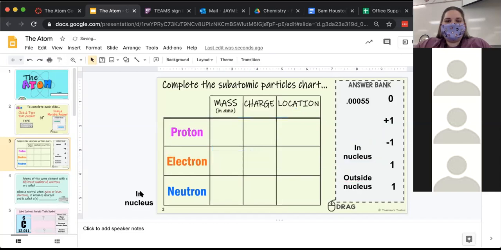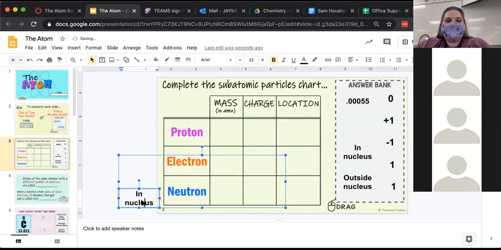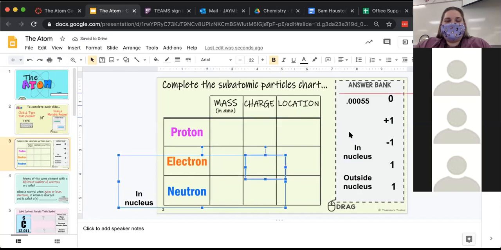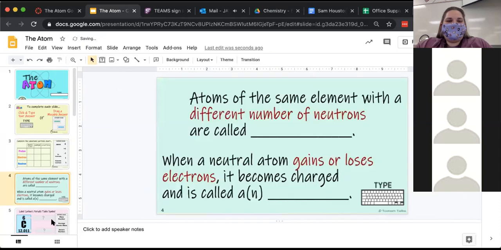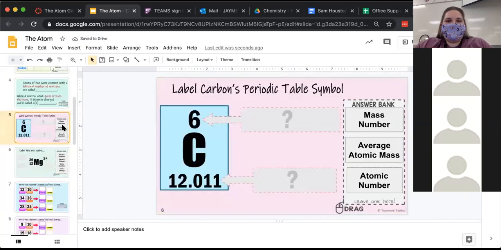I don't know why it keeps dragging all over everywhere else. And then as you go, the next one, it'll have you type some stuff on the next slide. Then it has some more drag and drop practice with kind of what does it look like on the periodic table. So if I see the symbol of an element in its little box, what are these numbers?